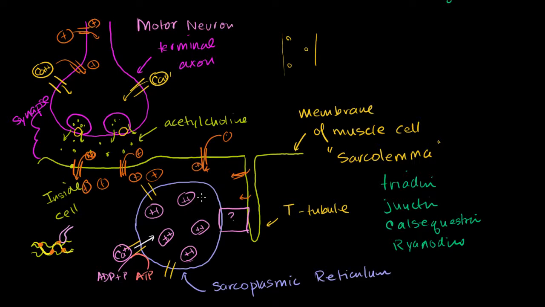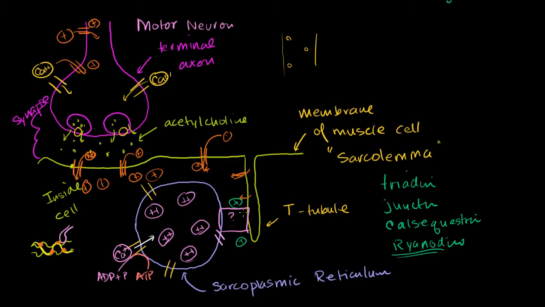But the big picture is what happens when this action potential travels down here. So when we get positive enough right around here, this complex of proteins triggers the release of calcium. And they think that the ryanodine is actually the part that releases the calcium. But we could just say that maybe it's triggered right here.